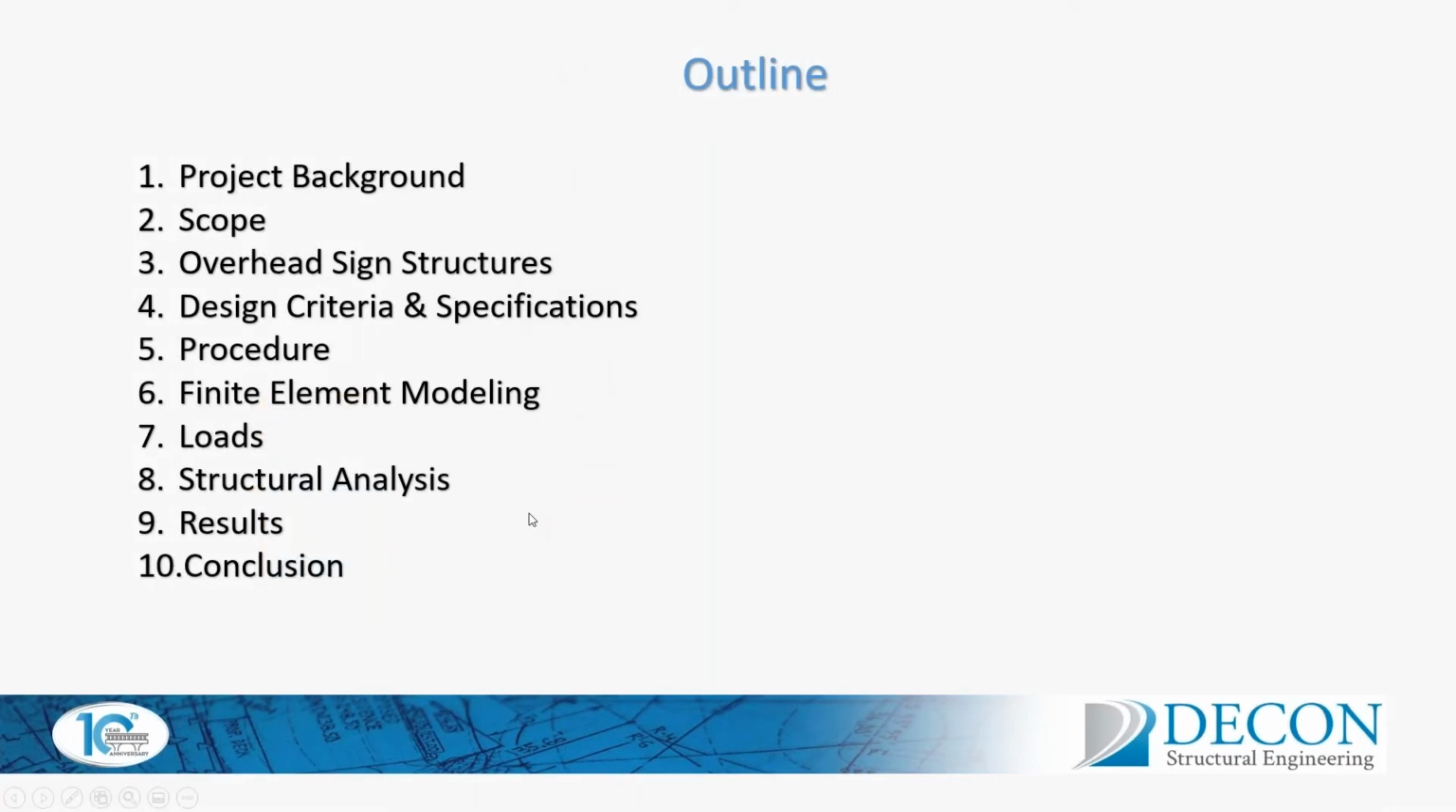Okay, what we have here in the outline for today: first of all, I'm gonna provide certain general project background. Second one, we're gonna explain the scope that we were tasked with for this particular project. Third, we're gonna talk about the definition of overhead sign structures, what we are talking about. Fourth, we're going to be explaining the design criteria that we use to develop the scope, the specifications that are under the contract that we need to follow.